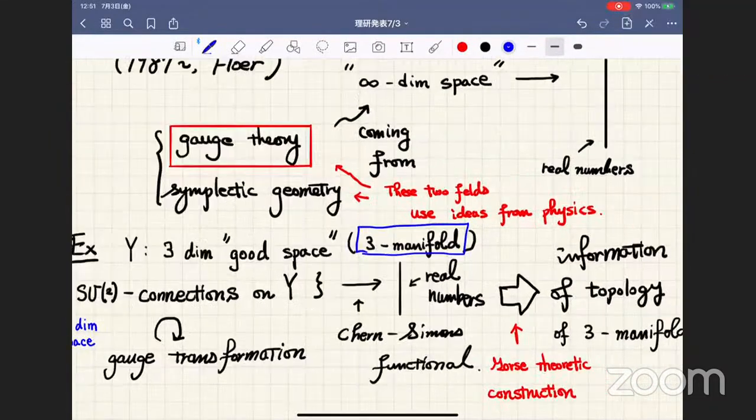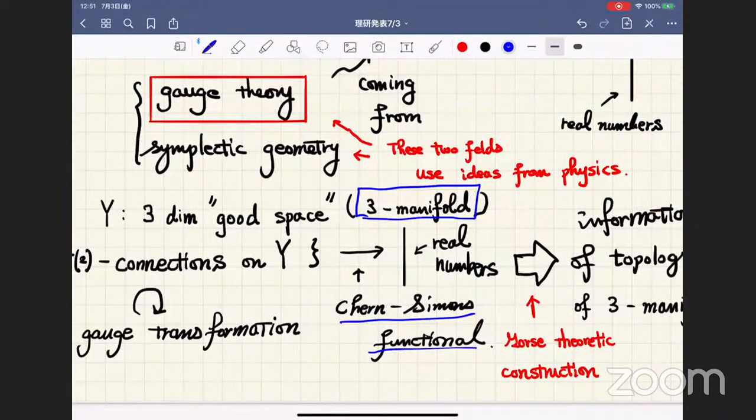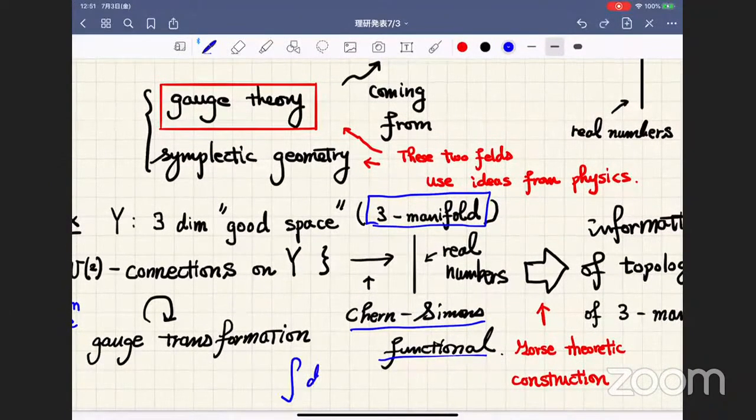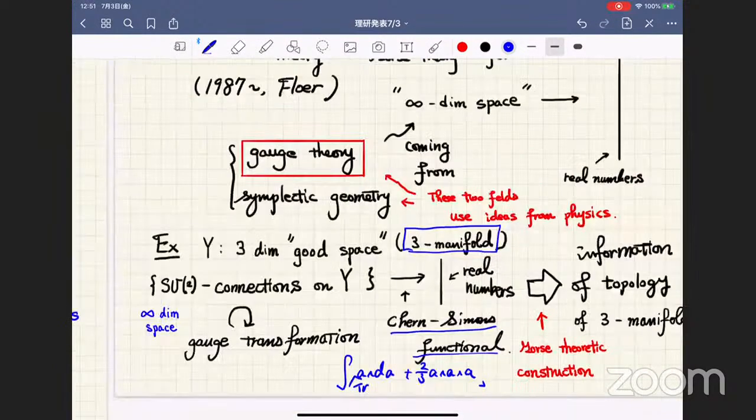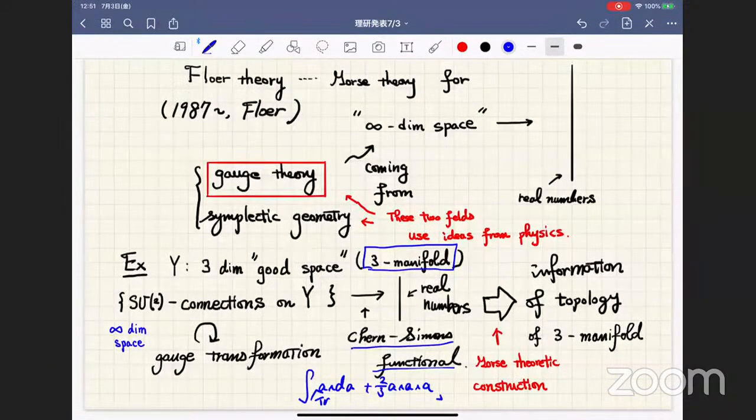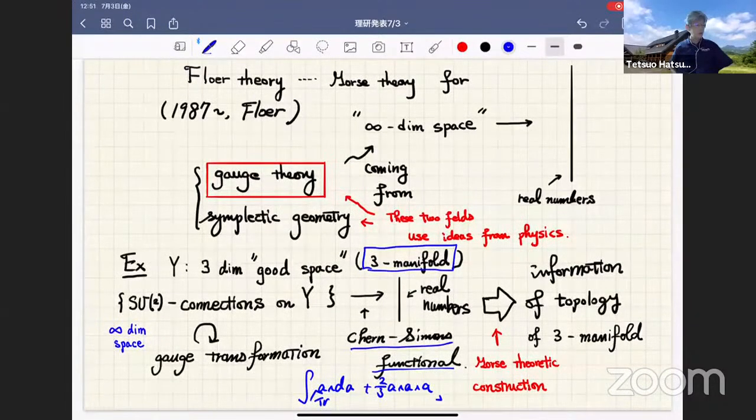Because the function can be defined for 3-manifolds, we should consider this function. So this function is defined for three-dimensional manifolds. Yeah, I see. Okay. Thank you.